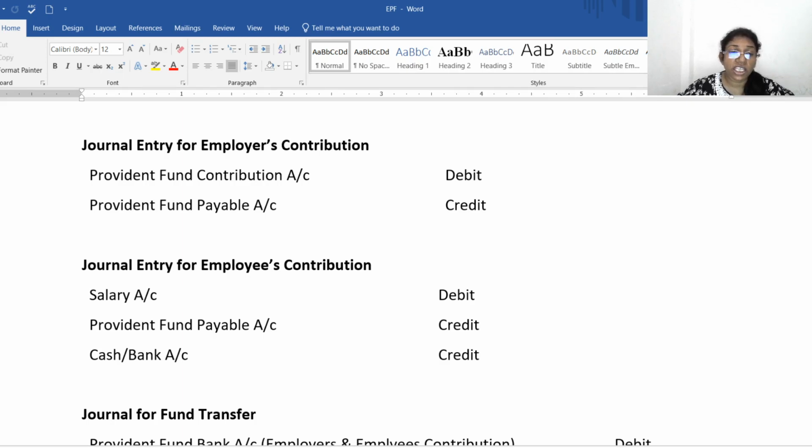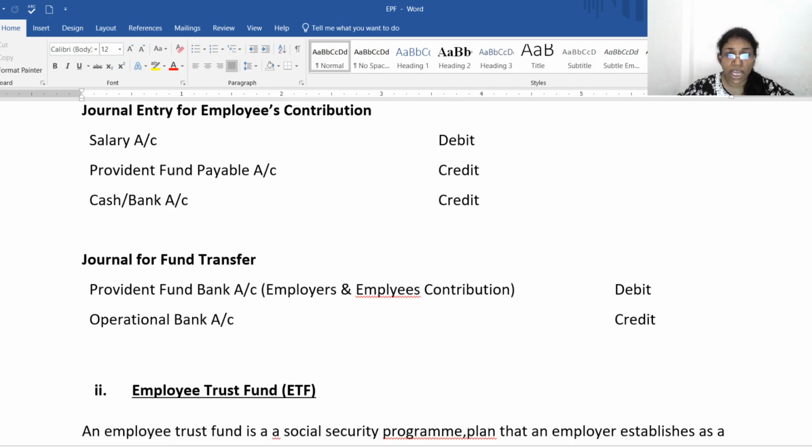Then finally, the journal entry for the fund transfer. You know that both employees and employers contribute to the Provident Fund. So we are going to debit the Provident Fund bank account and we are going to credit the operational bank account.